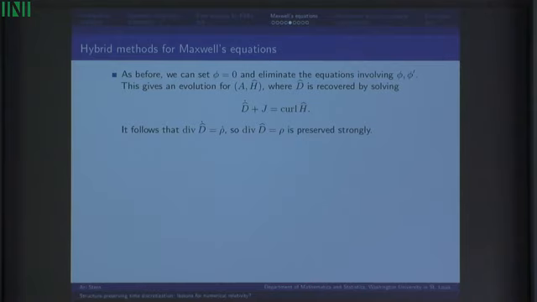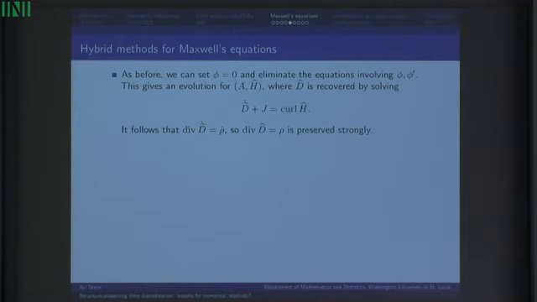Just as before, we can use gauge symmetry to set the scalar potential to 0 and eliminate the equations involving the scalar potential. Right, and this gives us an evolution for the vector potential, which is in that broken space, but it also gives us an approximation for the trace of H, which is in H curl. And then the D hat can be recovered by just solving this ODE.